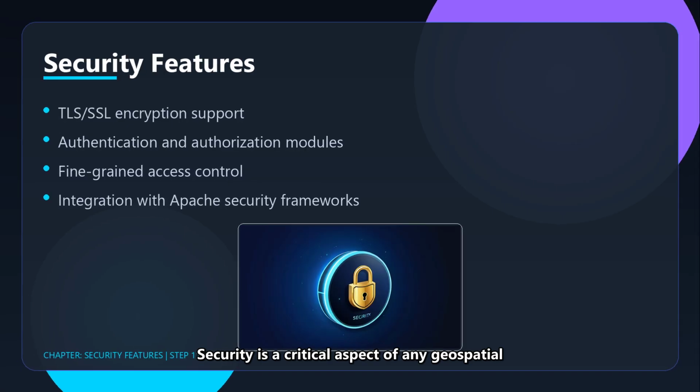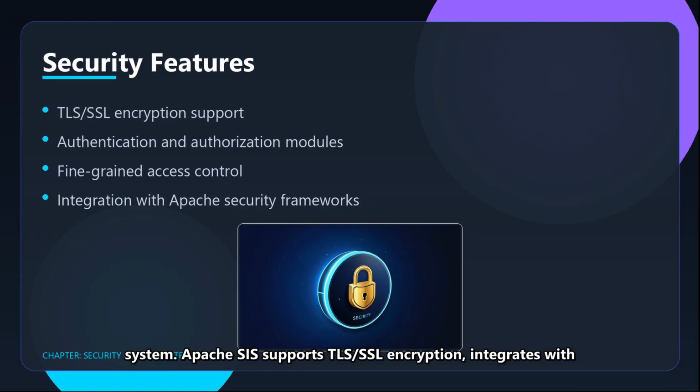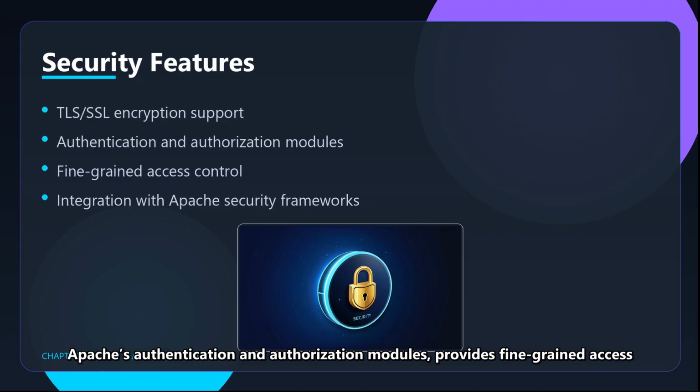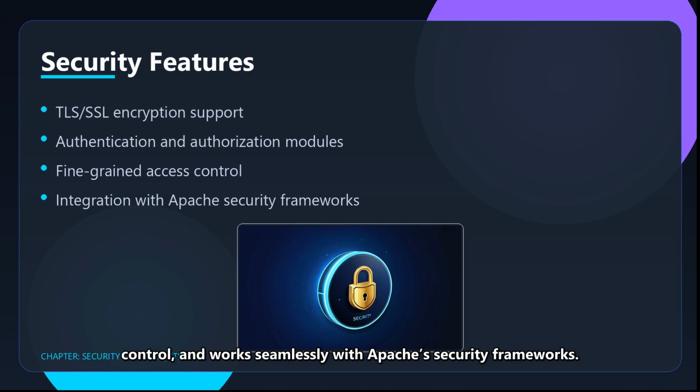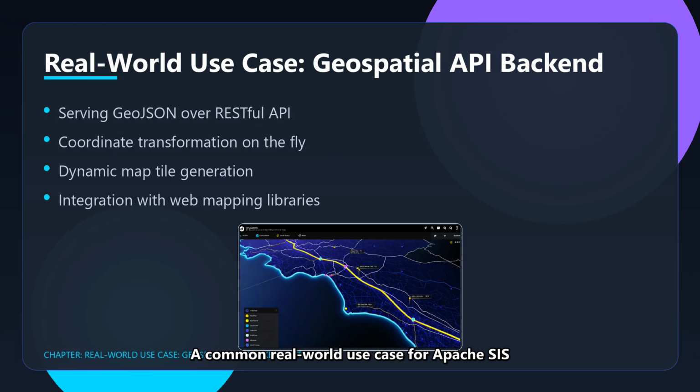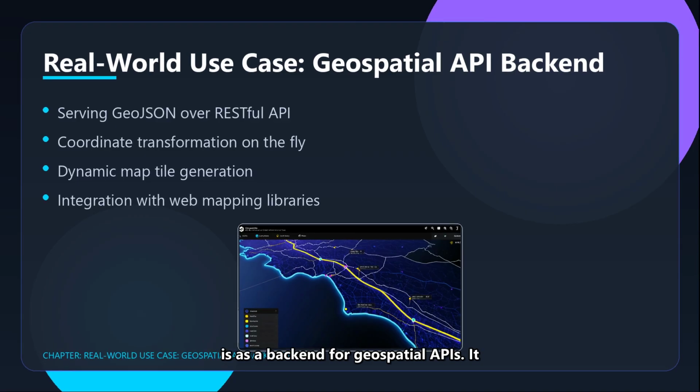Security is a critical aspect of any geospatial system. Apache SIS supports TLS/SSL encryption, integrates with Apache's authentication and authorization modules, provides fine-grained access control, and works seamlessly with Apache's security frameworks. A common real-world use case for Apache SIS is as a backend for geospatial APIs.